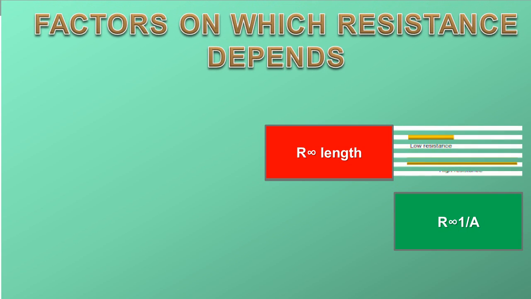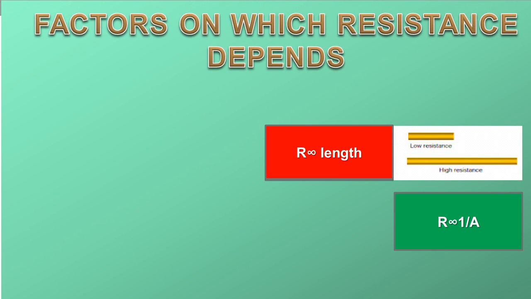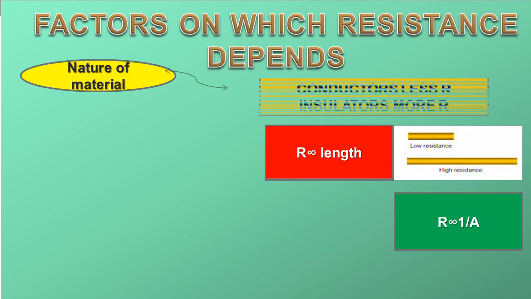Here we are discussing the factors on which resistance depends. Resistance depends on the nature of the material. Nature of material means whether the substance is a conductor or an insulator.